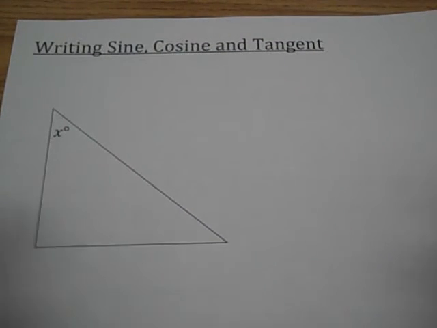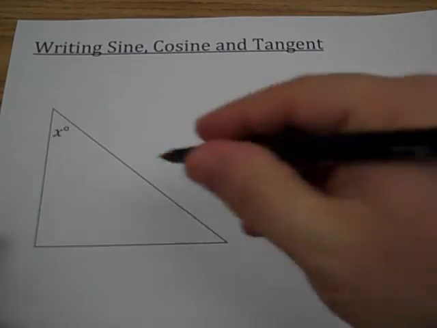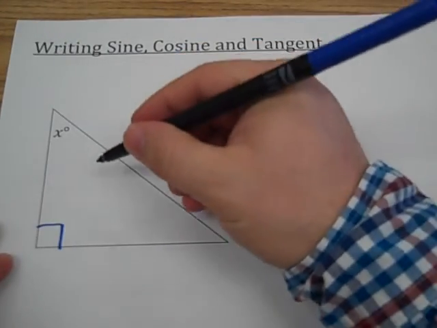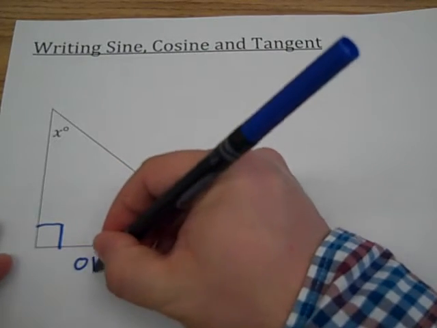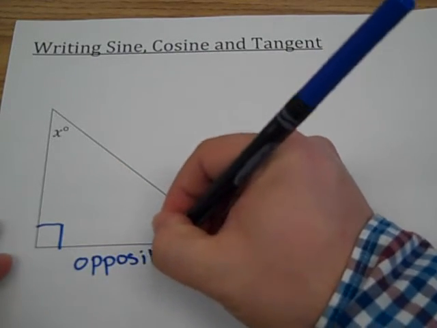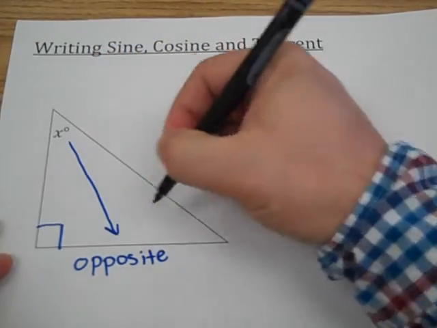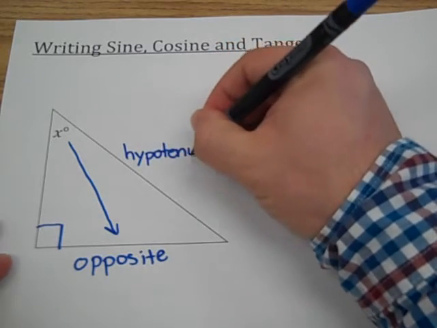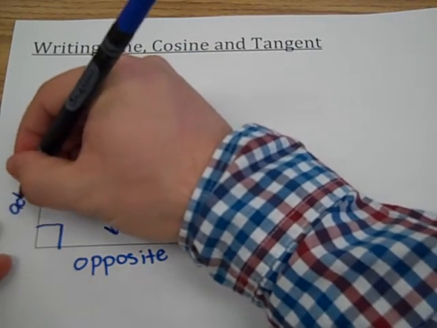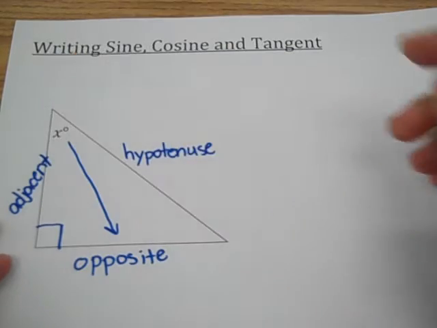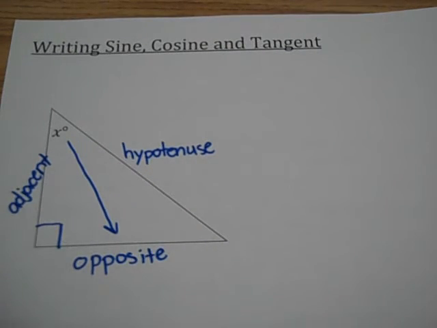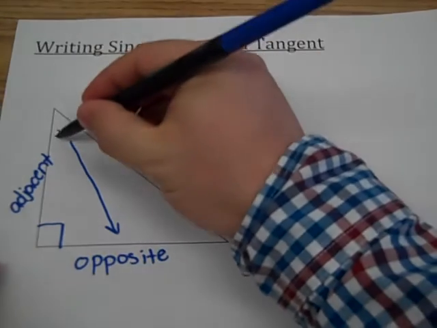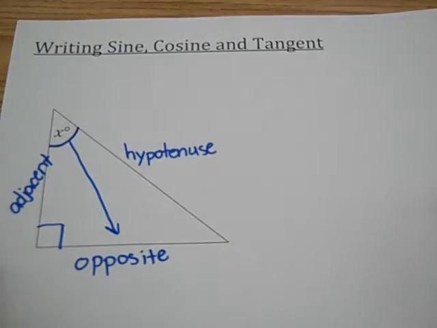So I'm going to write the three trig ratios for this right triangle. And this is the first triangle we talked about. I'm going to label this side the opposite because it's across from the angle we're looking at. I'm going to label this side the hypotenuse. And this is the adjacent side. What a trig ratio is, it's a ratio of two of the three sides that relate to a specific angle. In this case, this angle right here that we've labeled x degrees.